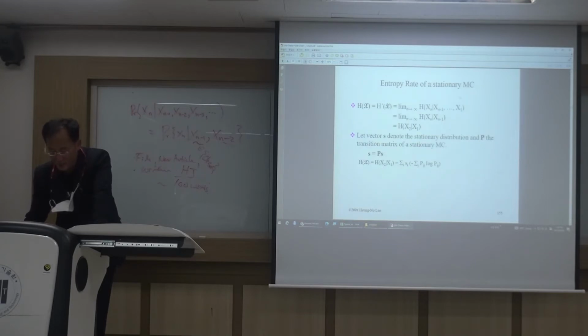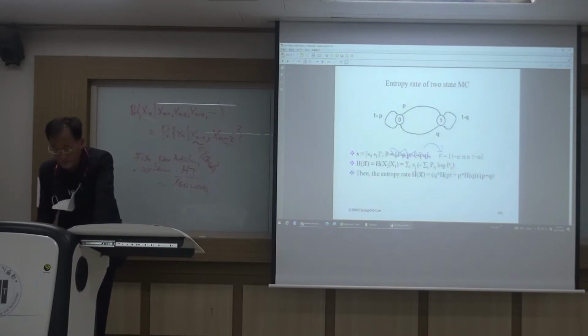And then if you do this for a Markov chain of order 1, then you can show this, because that one is equal to that. For a stationary distribution Markov chain, you can find P, then you can obtain S, and then you can also find out the H(X) given this way. All right, that's basically it.